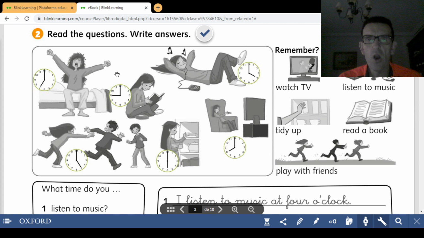Pues venga. So, the first question, what time do you listen to music? You go to the picture, listen to music. Yeah, this one is listen to music. Listen to music. What time? 4 o'clock. Okay, we come here, we go here, and we write, I listen to music at 4 o'clock. Yes, probably you are saying, teacher, why do we use I and not she? Teacher, estarás preguntándote por qué usamos yo y no decimos she si estamos hablando de Sophie.